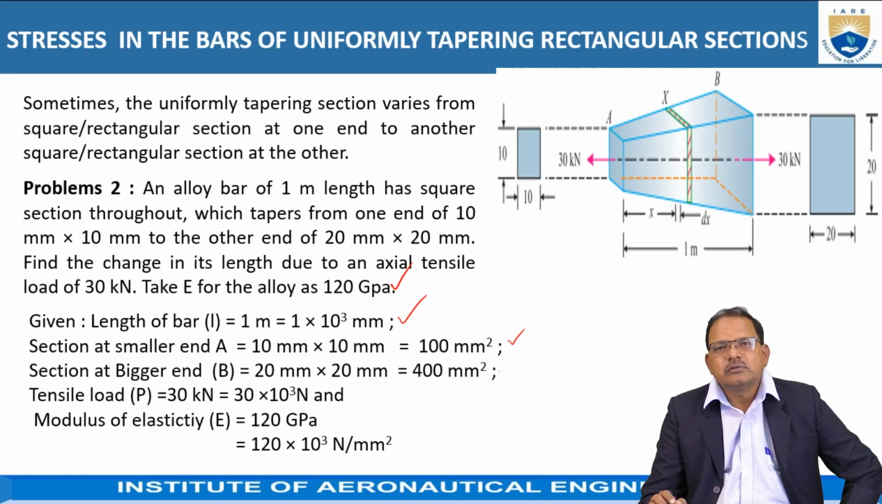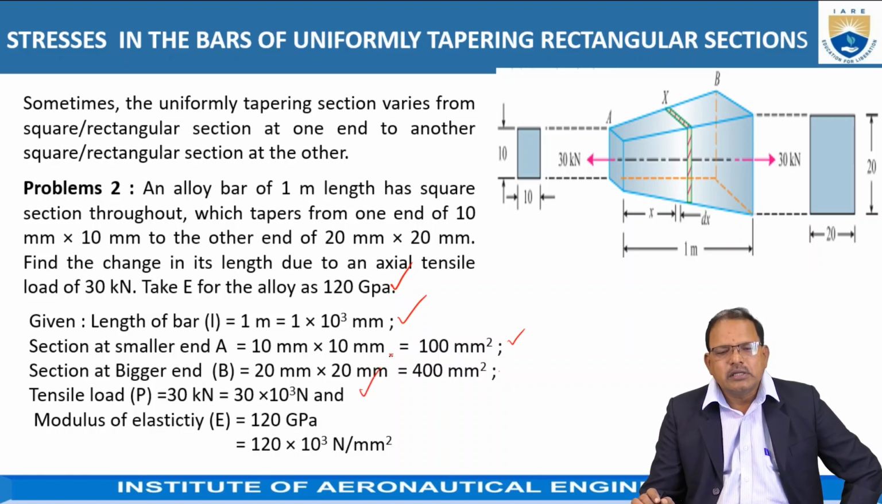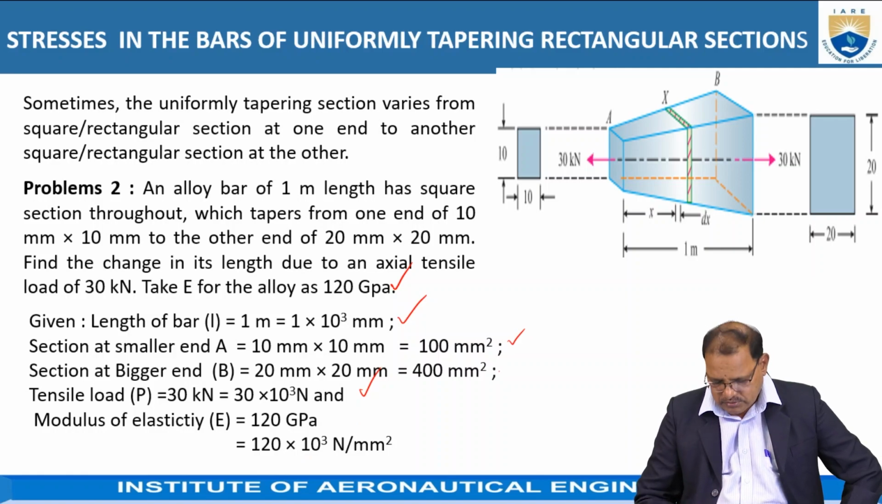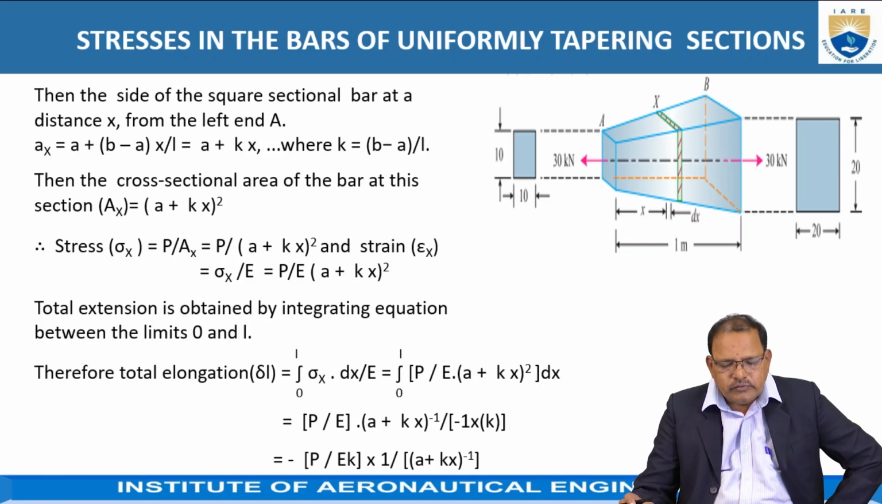The tensile load is equal to 30 kilonewtons, 30 into 10 to the power of 3 newtons. Modulus of elasticity is equal to 120 gigapascal, which is equal to 120 into 10 to the power of 3 Newton per mm square. So we are solving these problems by using the fundamentals.